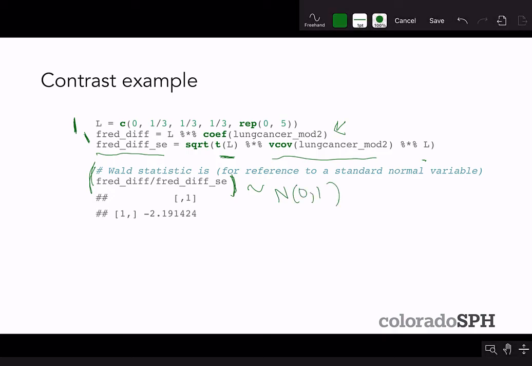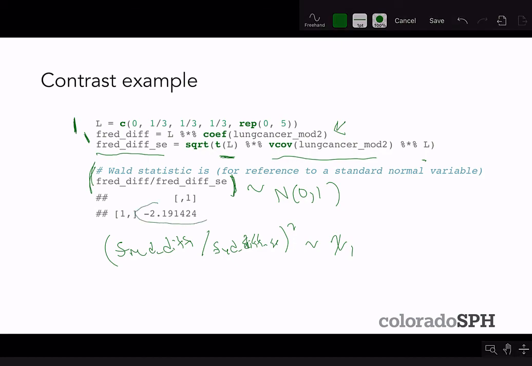However, instead you could take that quantity, the difference over the standard deviation of the difference, squared, and that would have a chi-squared distribution with 1 degree of freedom. Either way, this has a standard normal distribution. That's a pretty large value, so that's probably going to have a small p-value, and you're going to end up rejecting this null hypothesis.